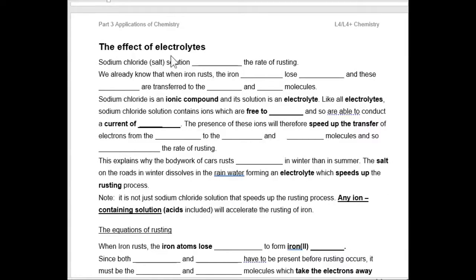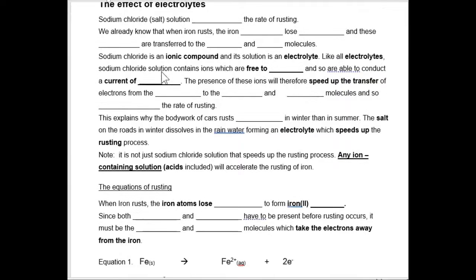The effect of electrolytes: sodium chloride, salt, solution increases the rate of rusting. We already know that when iron rusts, the iron atoms lose electrons, and these electrons are transferred to the water and oxygen molecules. Sodium chloride is an ionic compound and its solution is an electrolyte. Like all electrolytes, sodium chloride solution contains ions which are free to move and so are able to conduct a current of electricity.